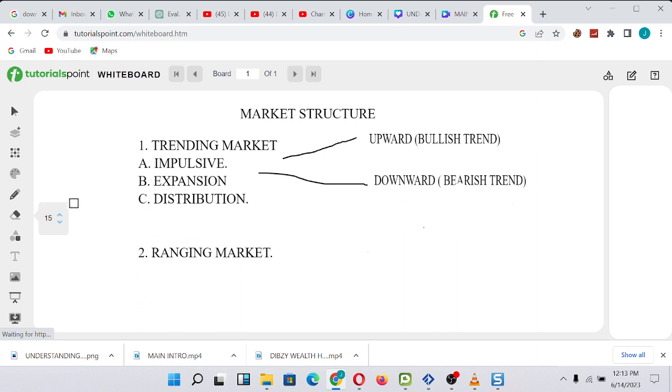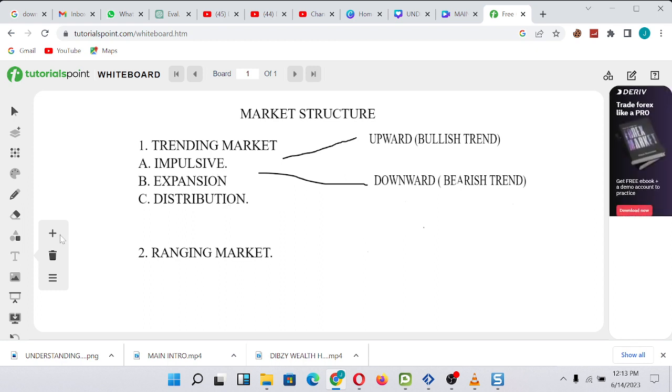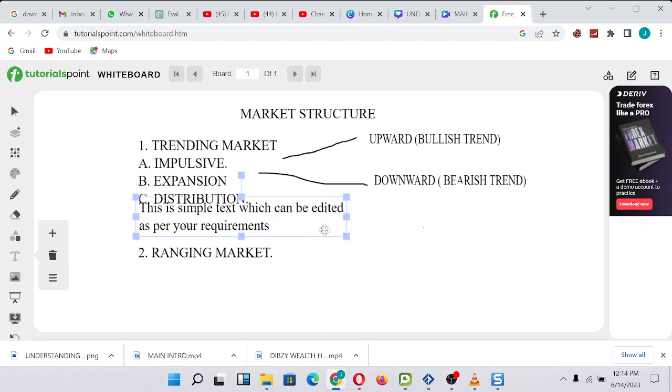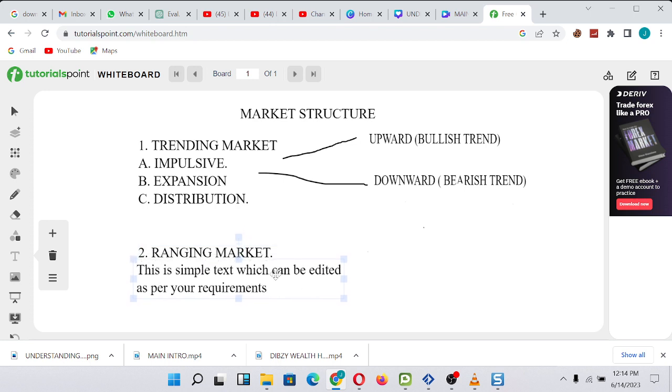Now, a ranging market consists of, okay, let's just look at the other names. You can call it contraction.